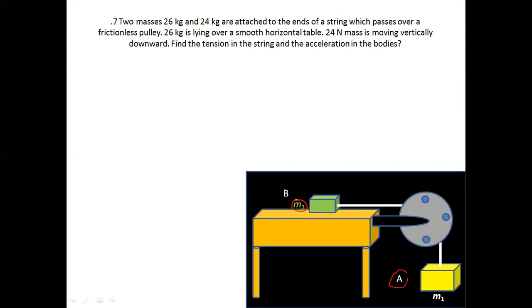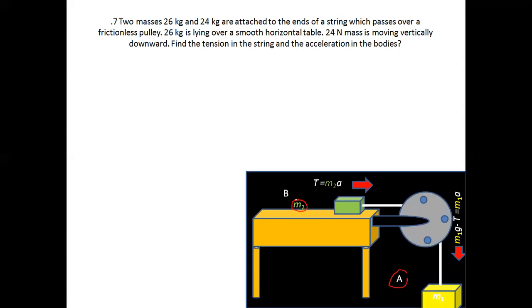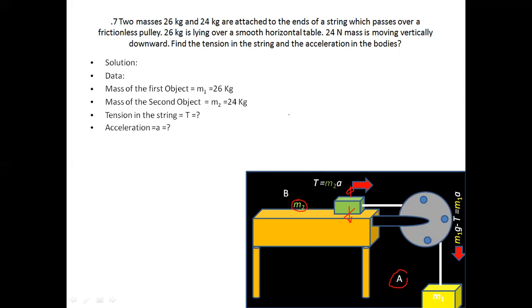So M1 is heavier than M2, so it will basically pull it down. It has an acceleration, and as we know that its weight is greater, so M1G, which is the weight, is greater than the tension, and the force it applies is M1A. But in this case, this body is only feeling one force towards the pulley. The upward force, in this case the reactionary force, which is opposite to the weight of the body, is cancelled out. So that is why it is not moving up or down vertically, it is only moving horizontally towards the pulley. Now let us calculate the acceleration and the tension in this case.